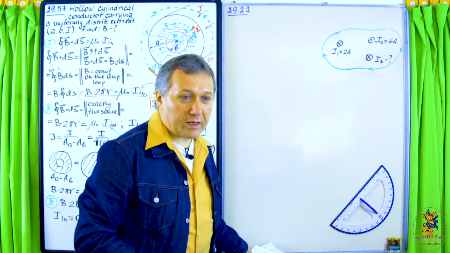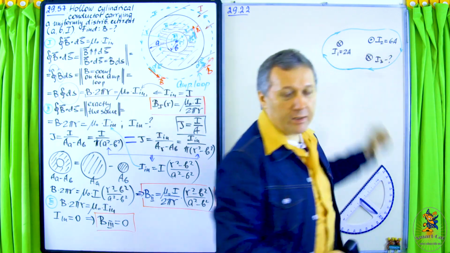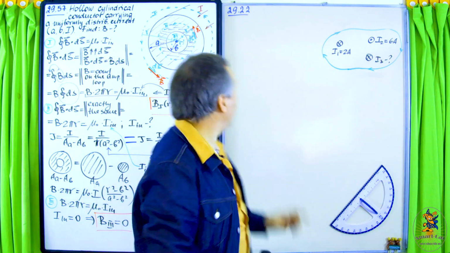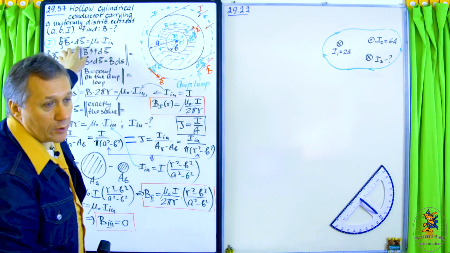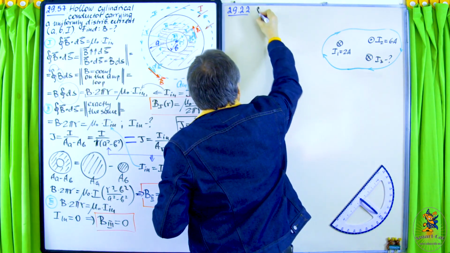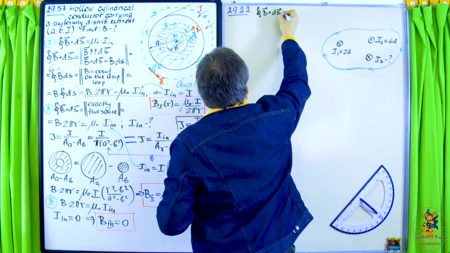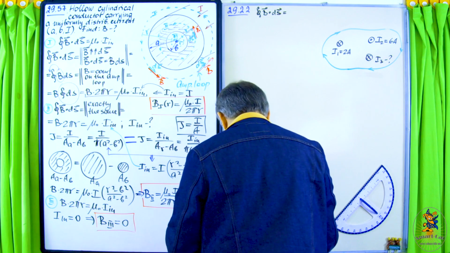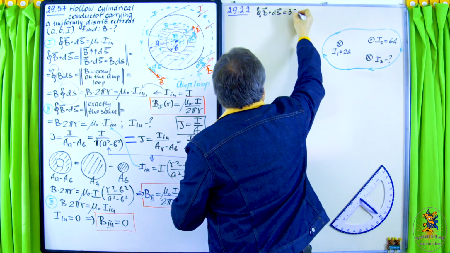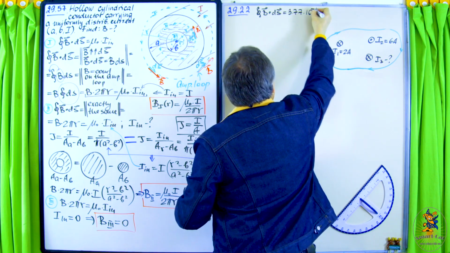Then somebody was nice enough to pick an Amperian loop. Also picked a direction, clockwise direction, and calculated the value of this integral B dot ds. So somebody calculated the integral of B dot ds equals, okay, let me grab my notes, 3.77 times 10 to the power of minus 6.